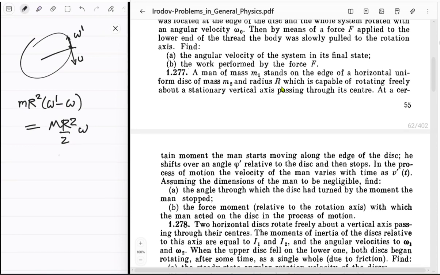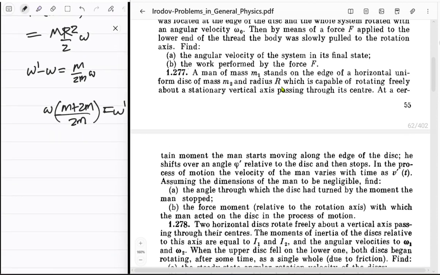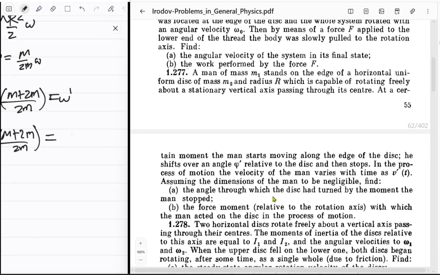Okay, so what do you have? Omega dash minus omega is just equal to 2m upon M plus 2m times omega. And then you just integrate this thing. So the angle by which the disk turns, call it theta, that is just going to be equal to phi dash, right? Right, exactly. So there we go.